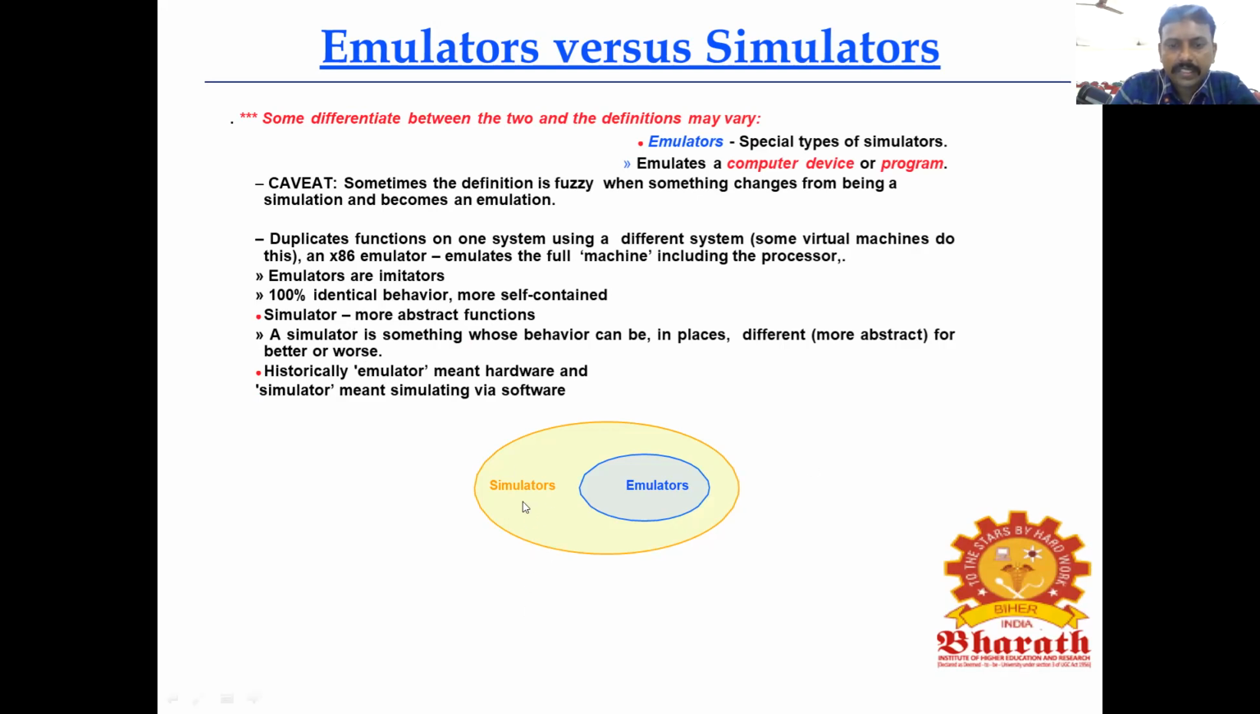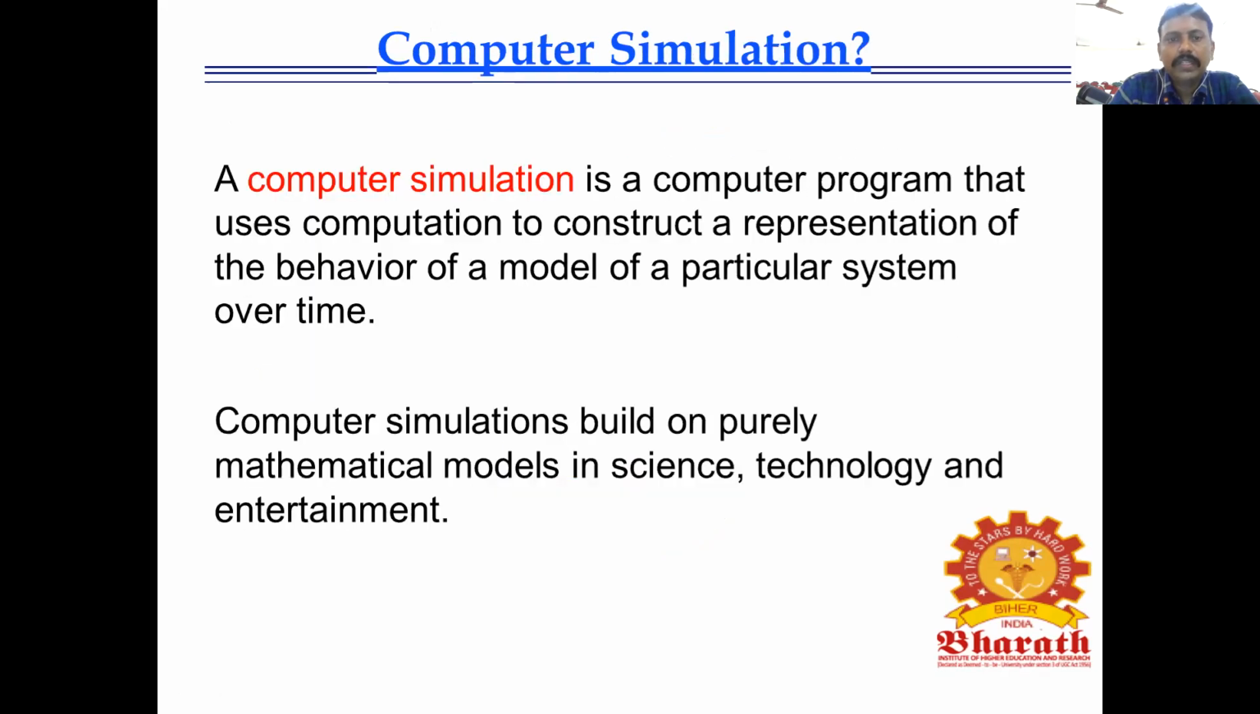So a simulator is a collection of emulators, and one part of a simulator is known as an emulator. Another one: a computer simulation is a computer program that uses computation to construct a representation of the behavior and model of a particular system over time. This is known as computer simulation. Computer simulation is built on purely mathematical models in science and technology and entertainment, and is used in many applications nowadays.